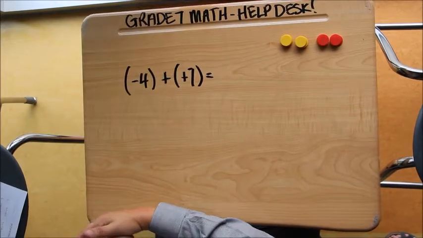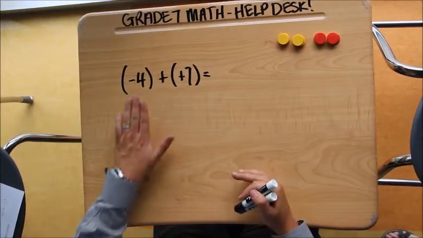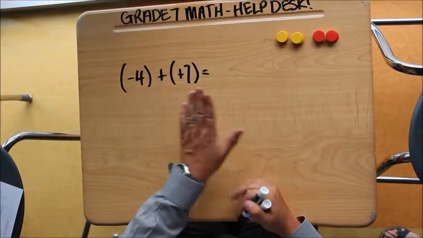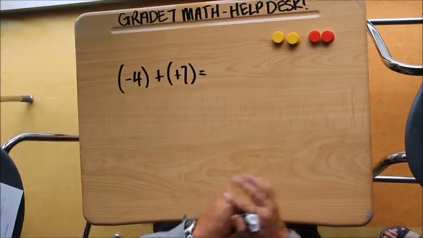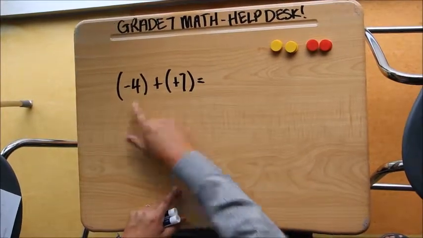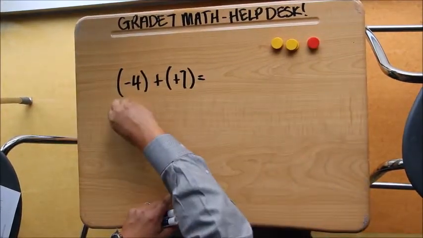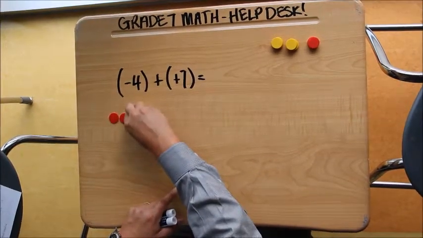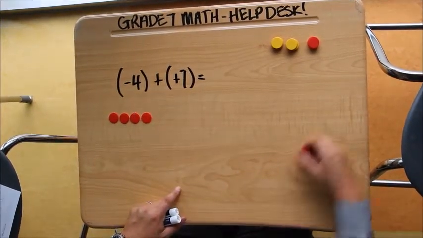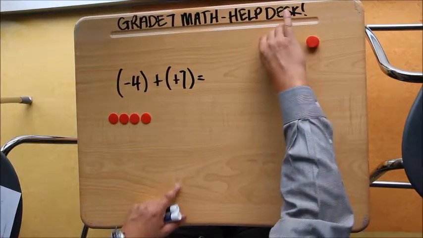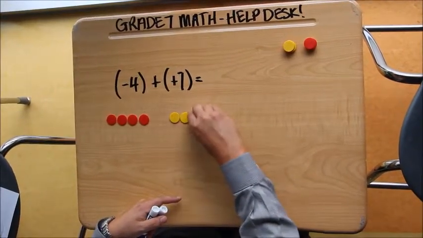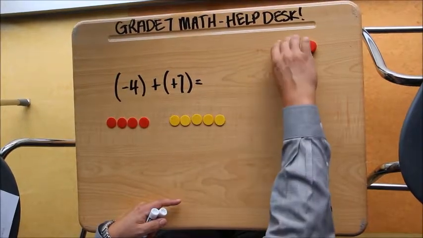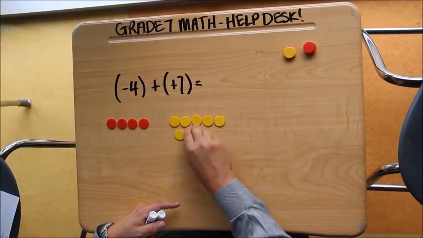By now I don't need to say everything a whole bunch of times. You want to represent this with tiles, and then take whatever you have here and put it over here, and that will be your answer. So we're going to get right at it. We know that this is negative, which is red. We're going to access 1, 2, 3, 4 red tiles. And we're going to take our yellow tiles over here because this time it's positive, and we're going to go 1, 2, 3, 4, 5, 6, 7.